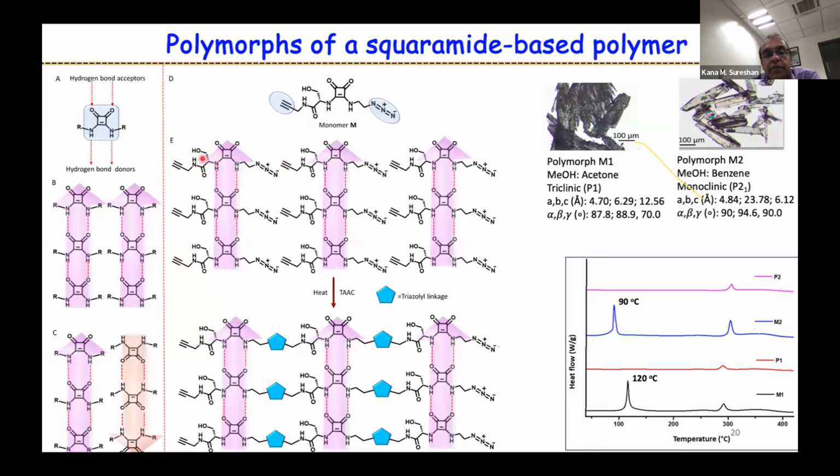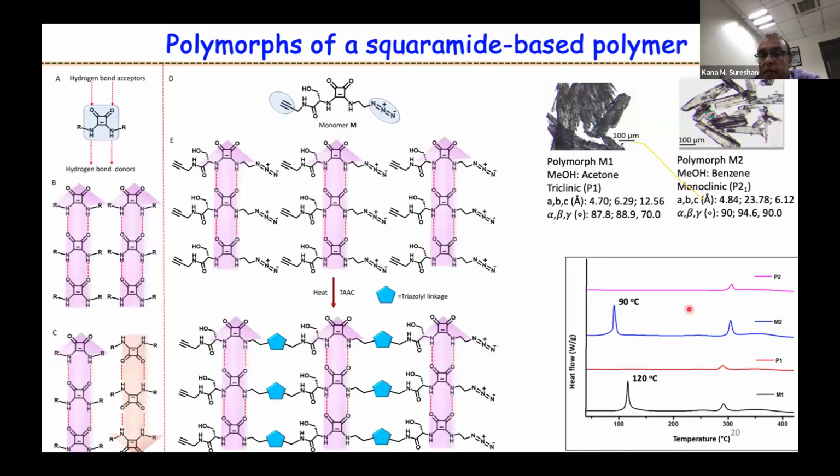For inducing chirality, we are interested in polymers which are chiral polymers, for use as a stationary phase for enantiomeric separation. So that was the initial idea, to make this kind of very highly hydrogen bonded system, which should be insoluble in any solvents. So we made this material, exactly this material, monomer M. We got two different polymorphs, polymorph M1 and M2.